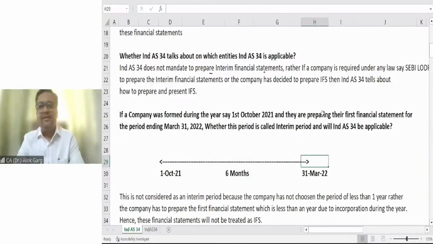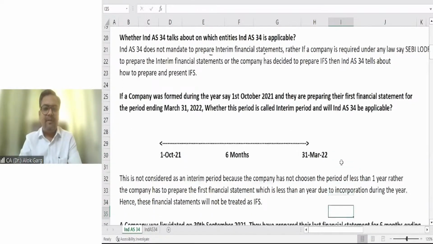So friends, this is not an interim period. Since the company has been incorporated in this year only, they will not write the financial statement for the half year ending. They will write financial statement for the year ended, right? So these 6 months financial statement is not an interim financial statement. It is also considered an annual financial statement, and Ind AS 34 will not be applicable on these financial statements, right?